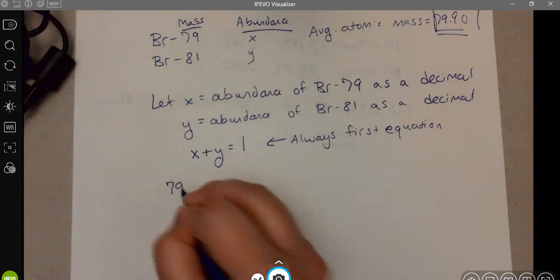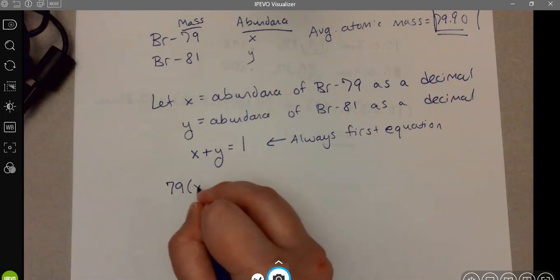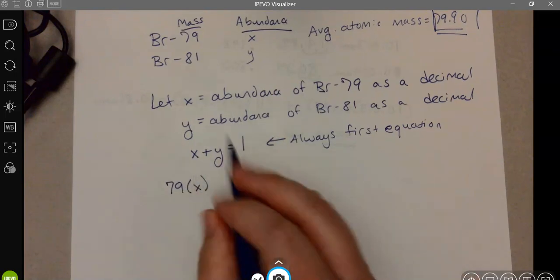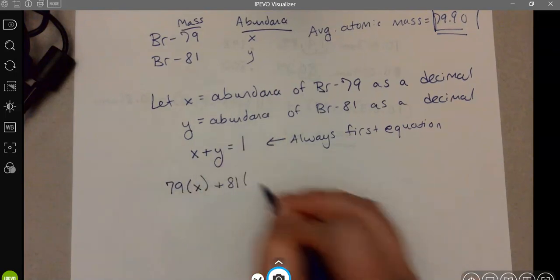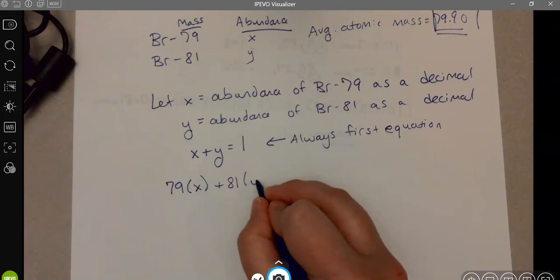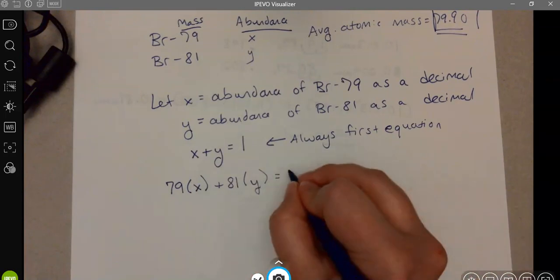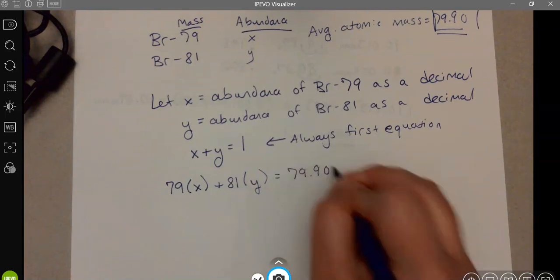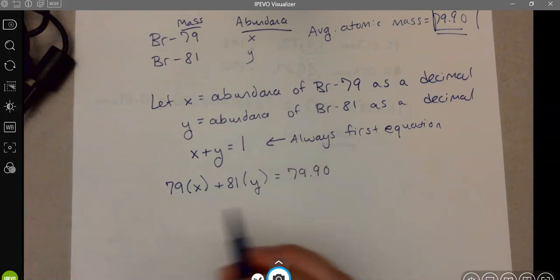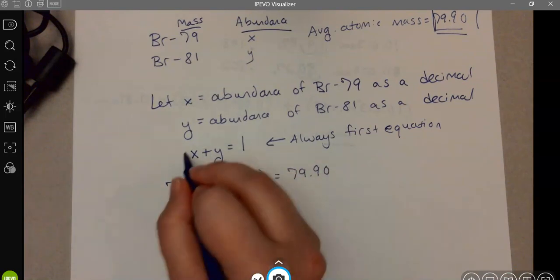My first mass is 79, and its percent as a decimal is x. My second mass is 81, and its percent as a decimal is y. And that equals 79.90. Now, of course, we need to solve a system because this equation has two variables right now. We don't have enough information to solve that. So we're going to use substitution.